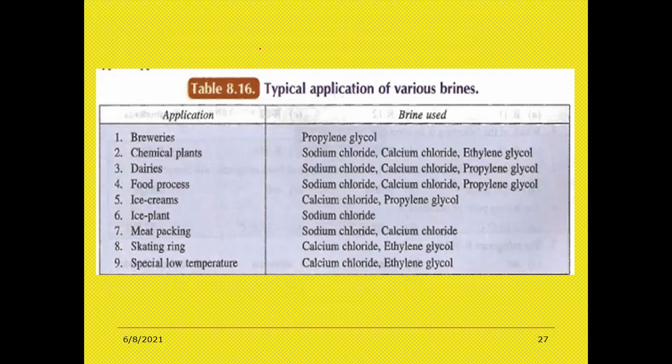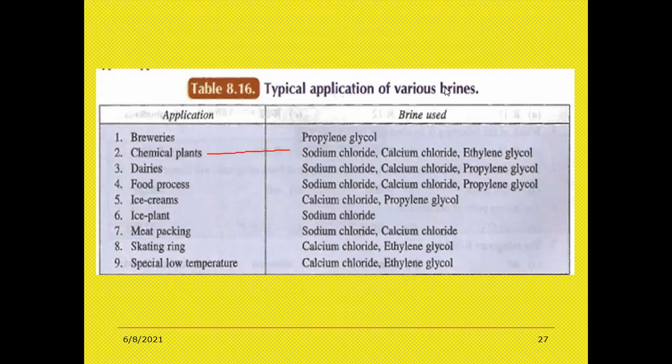Then what is the second one? Chemical plants. In the chemical plants, we are using sodium chloride, calcium chloride, and ethylene glycol. For the huge chemical plants, we are using brines such as sodium chloride, calcium chloride, and ethylene glycol.